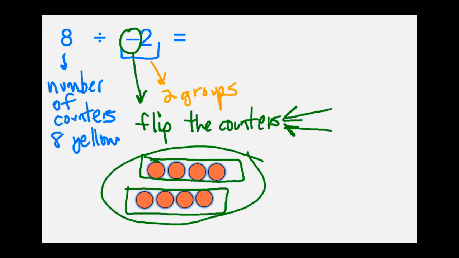And what happens here is then we count how many are in one group here. Let's go ahead and do that. So I have 1, 2, 3, 4. So my answer is 4, but since we have red counters now, after I flipped it, we now have -4.